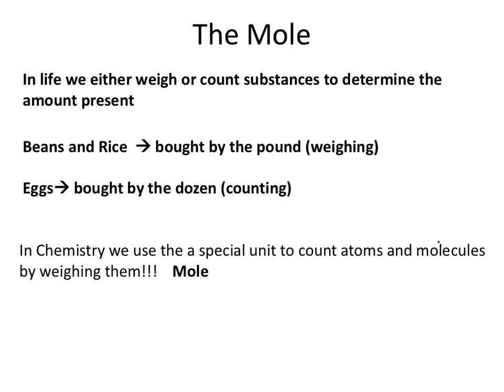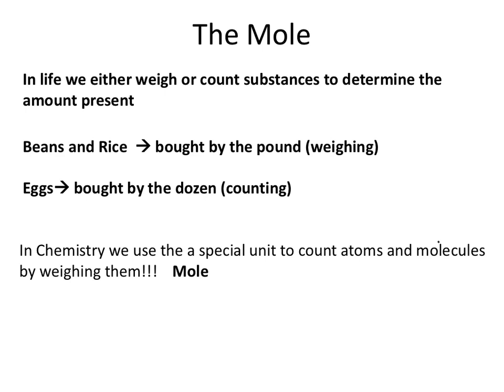So what we're going to be looking at here is something called the mole. In life, we're either going to weigh or count substances in order to determine how much of that substance is present. Like beans and rice, you may pull them from a large bin, or you may buy them by the pound in a bag. Basically, we weigh these items in order to figure out how much we are purchasing.